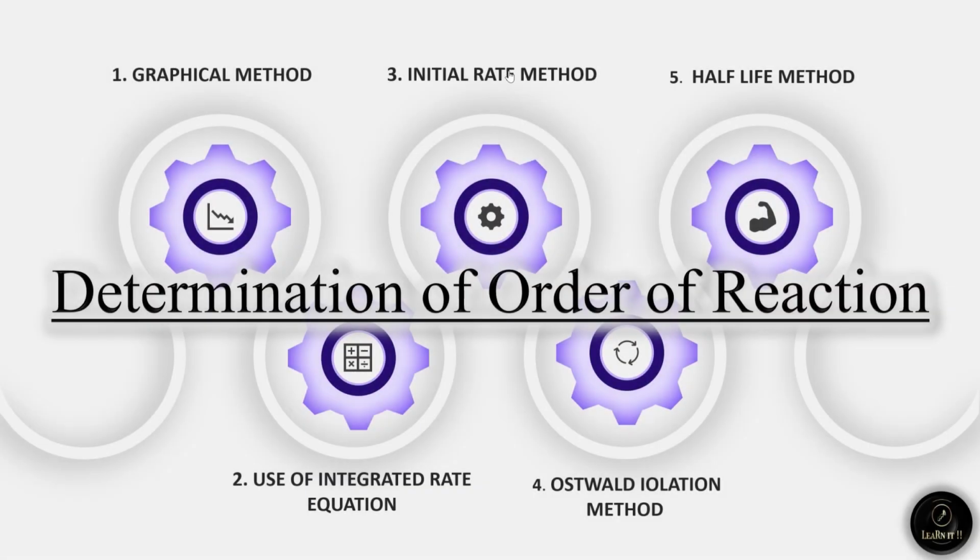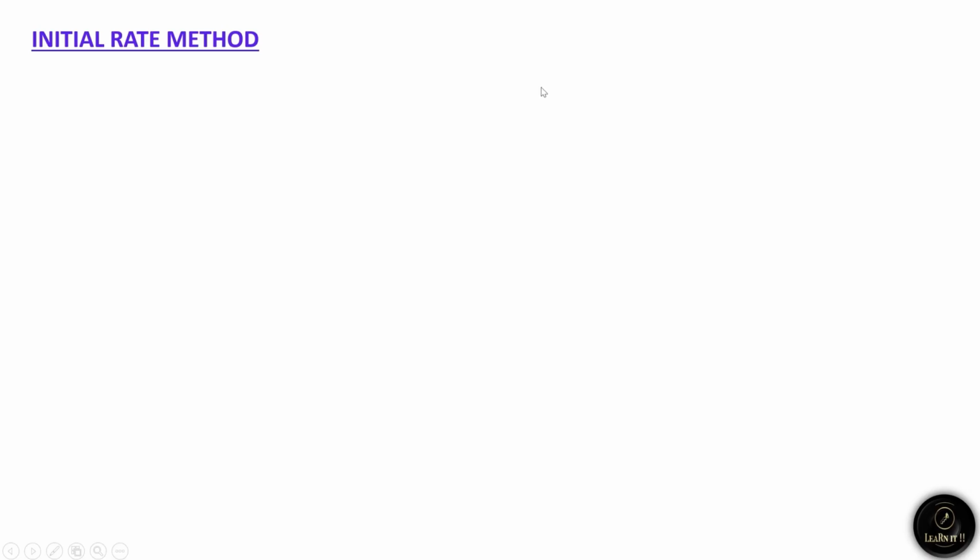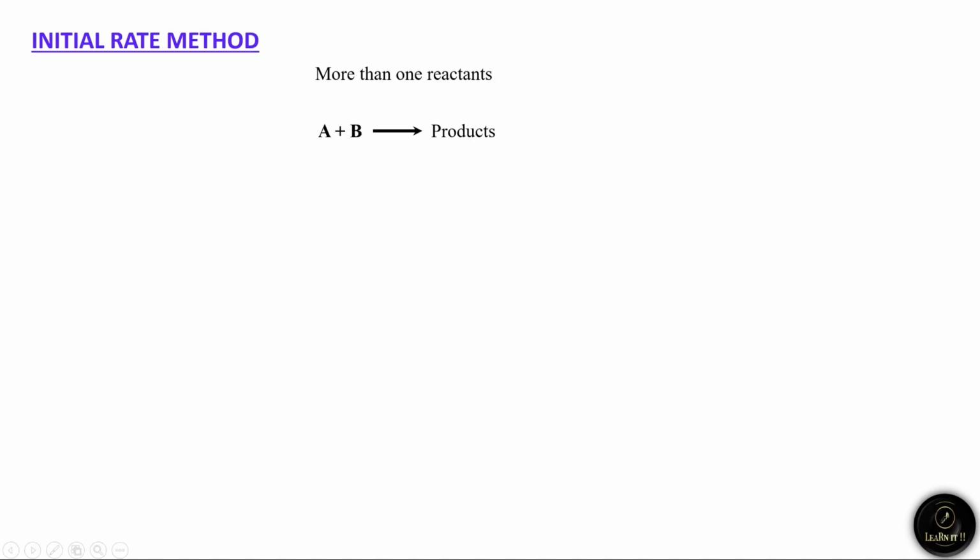So the next important method of determination of order of reaction is the initial rate method. This method is suitable for the reactions which are having more than one reactant.